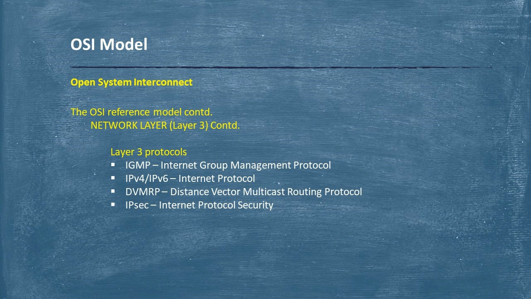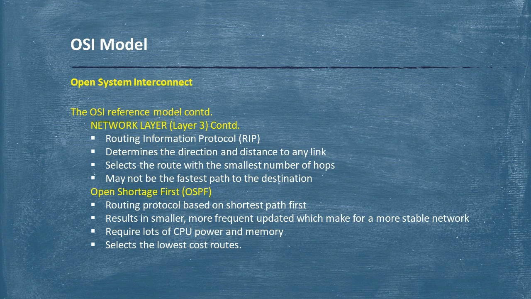What are the protocols in this layer? IGMP is Internet Group Management Protocol. IPv4 or IPv6, that is Internet Protocol. And IPsec is the current latest protocol, and there are other distance vector multicast routing protocols. This is concerned with the protocols of this layer.